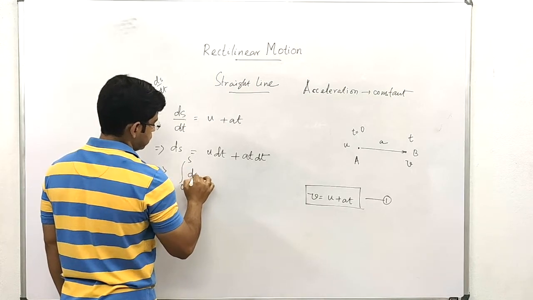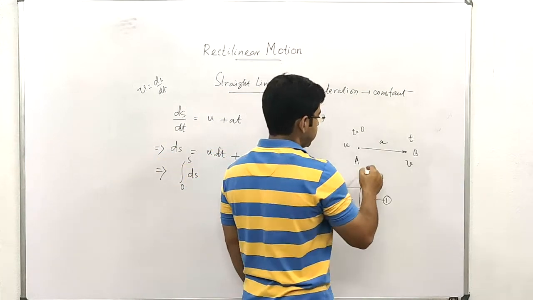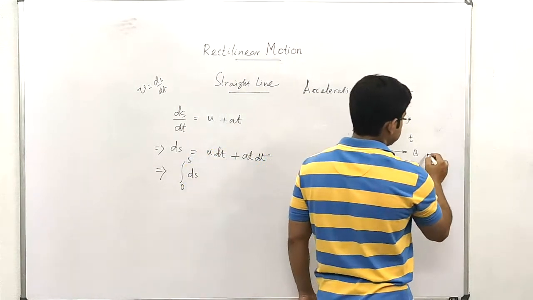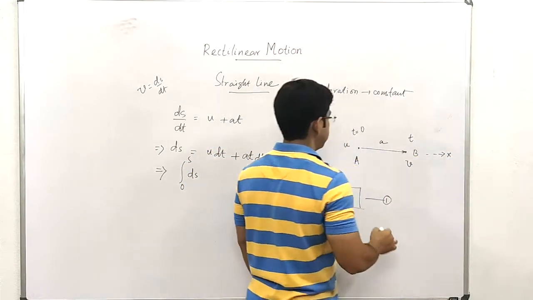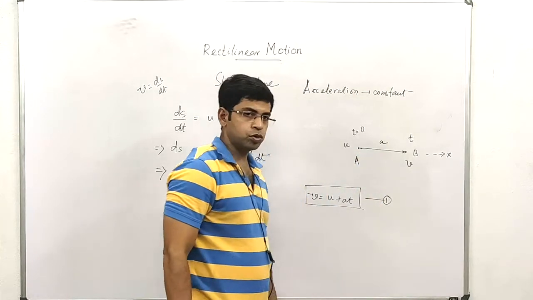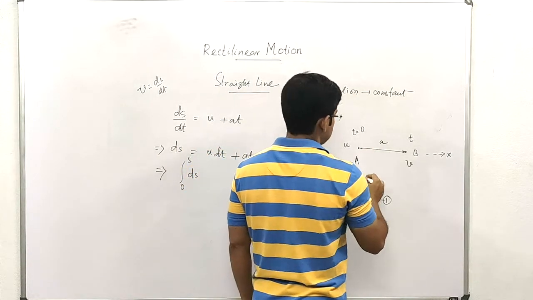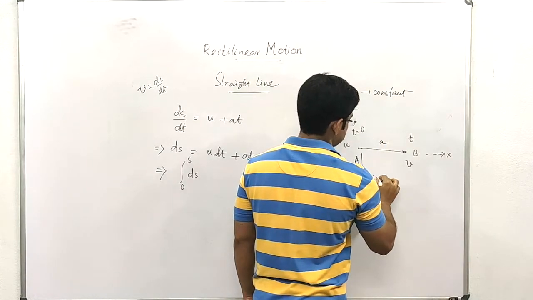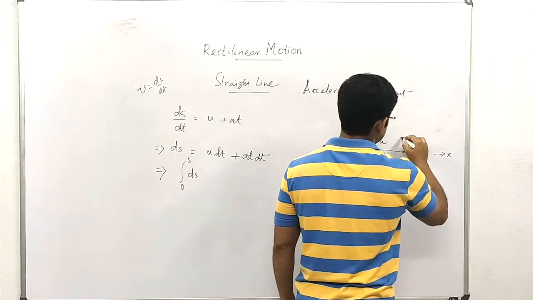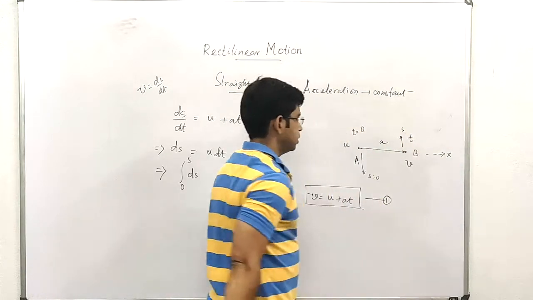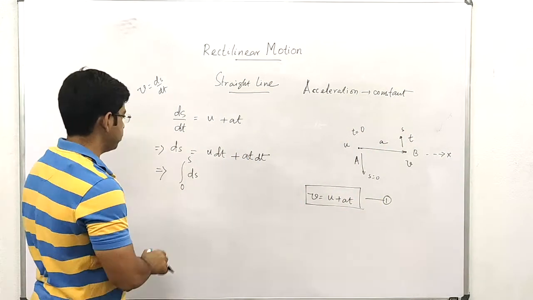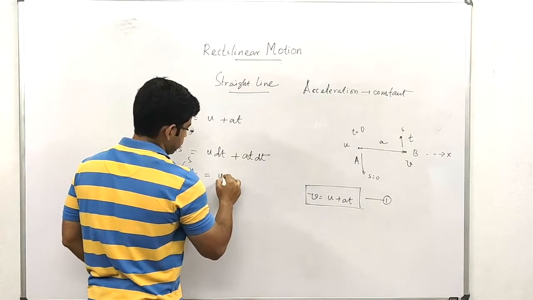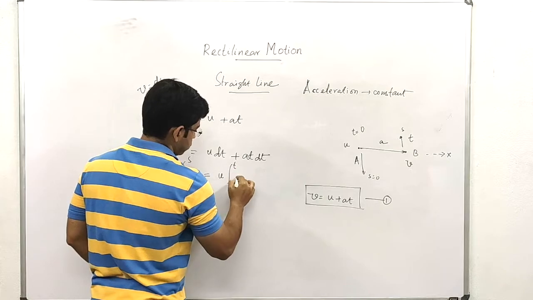0 to s ds, where we are assuming that the particle was moving along the x-axis and the particle at time instant t equals to 0 was at the origin. That means the displacement here was s equals to 0 and the displacement here is simply s. So we are integrating from 0 to s on the left hand side, and on the right hand side we have 0 to t dt.